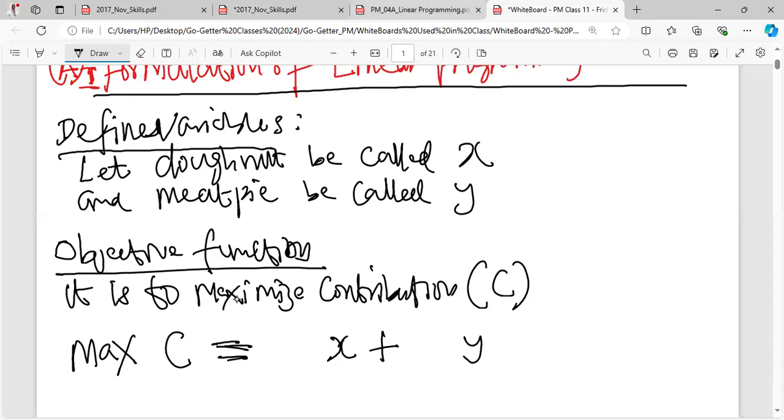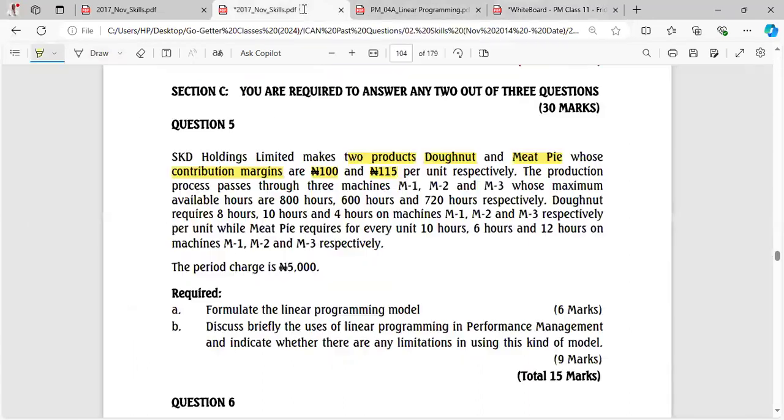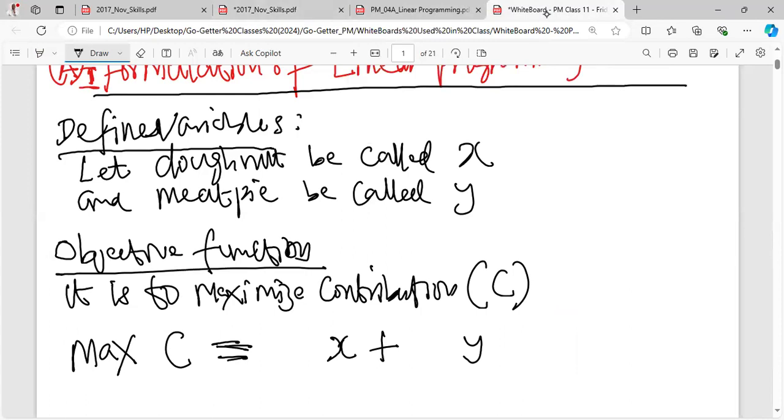And we are told that one donut contributes 100 naira, one meat pie is 115. So the contribution is 100 per unit. If you make X units of donuts, it will be 100 times X. We don't know that. Then we have 115 naira per unit. So you multiply that with the number of meat pie you make. So this is your objective function.